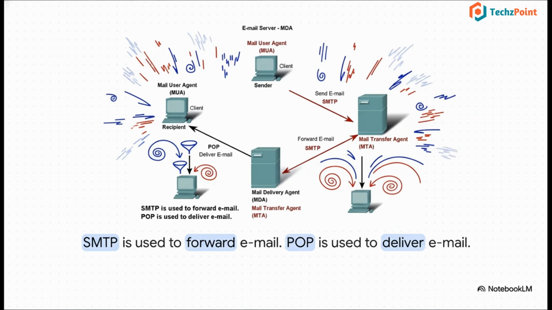So the crucial point to remember here is this. SMTP is the protocol for forwarding mail all across the internet, from one server to the next. And POP is for that very last step, delivering the mail from the final server down to your actual device. It's that simple. One forwards, the other delivers.